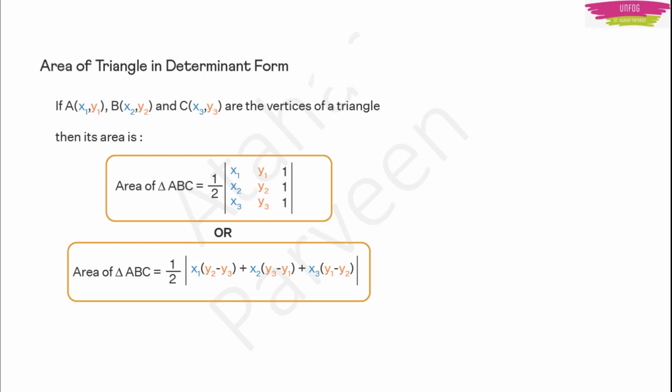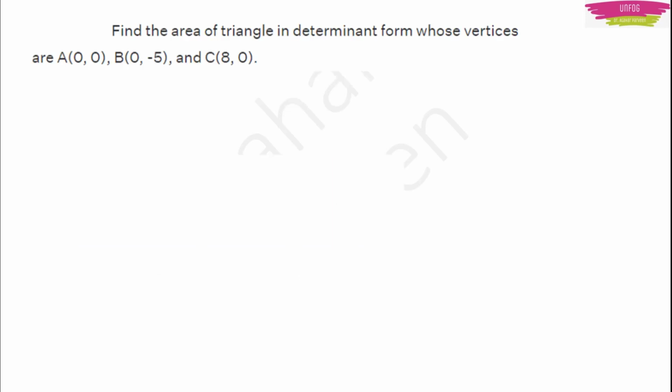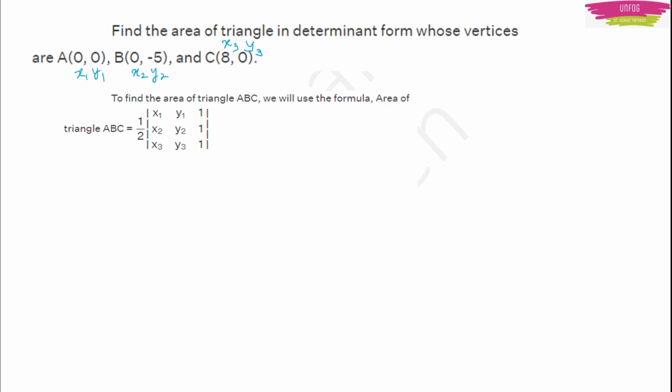Half into that determinant with x1, y1, 1, x2, y2, 1, x3, y3, 1. Okay, the solution for that determinant comes in the next step, but that is the formula which you can remember easily, where x1, y1, x2, y2, x3, y3 are the vertices of the triangle. For example, if you have a question like this, you have three vertices of the triangle, you just denote them with x1, y1, x2, y2 and x3, y3. Then you use this formula.